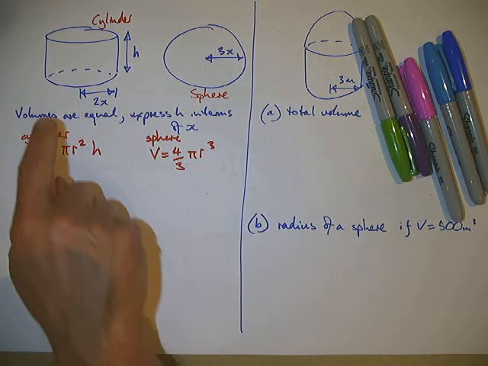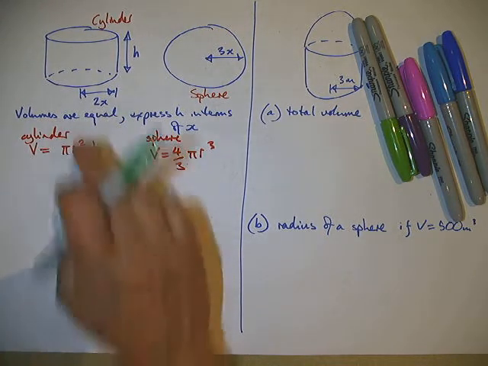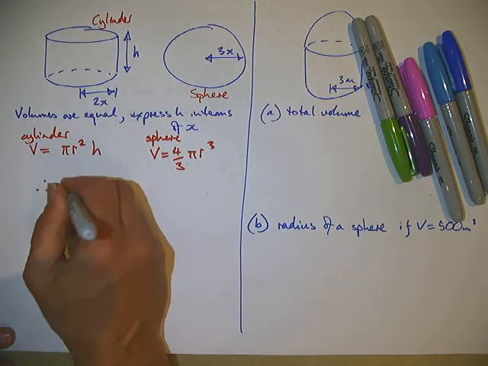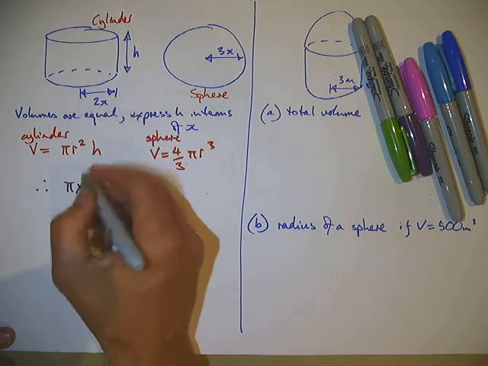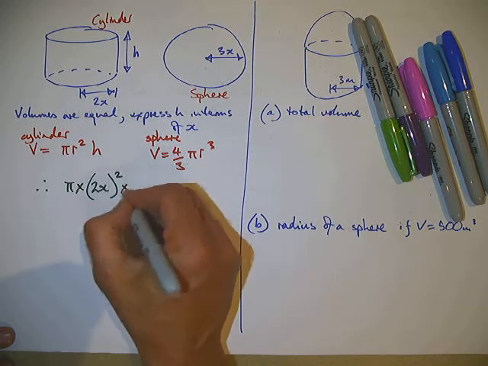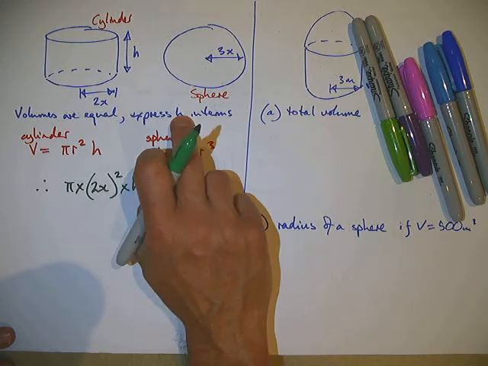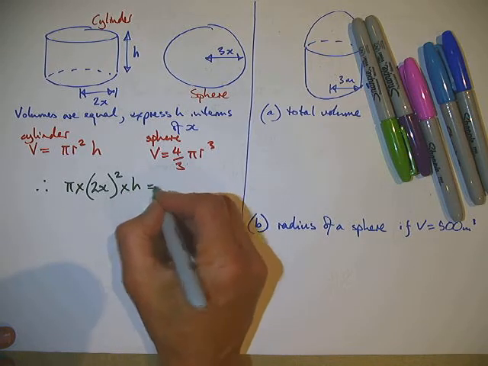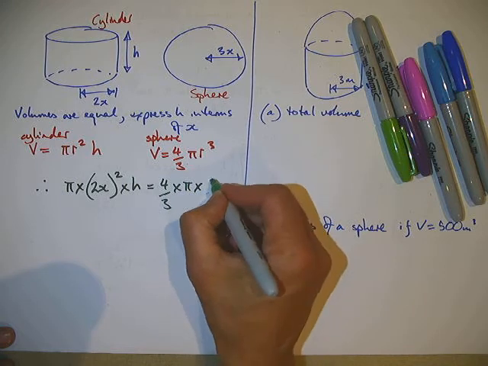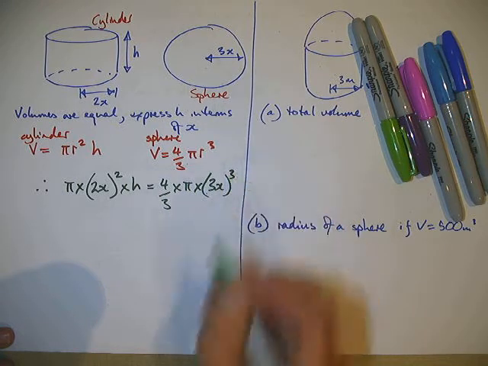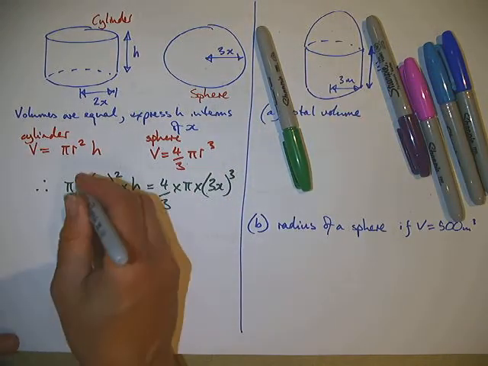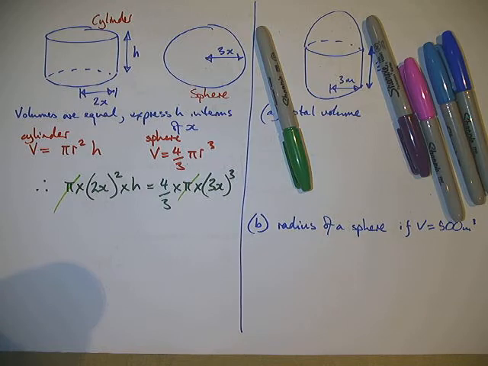So what do we know? The volumes are equal, so let's put them equal, substituting what we know. So therefore, pi times r squared, 2x squared, multiplied by the unknown height, which we want in the answer, is equal to 4/3 times pi times 3x cubed. What should we start by doing? Let's start by getting rid of anything we can cancel. Pi cancels from both sides.